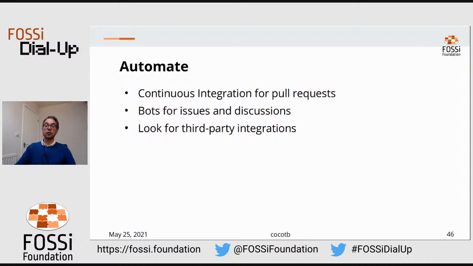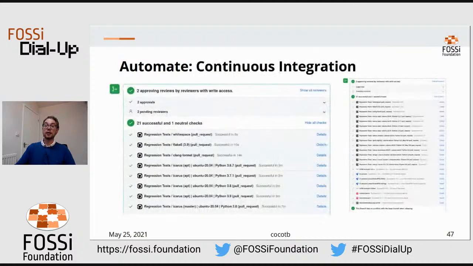We also did invest a lot in automation, and that's something that every project should and has to do if they want to be successful and stay relevant. Continuous integration is something I mentioned already. It takes away a lot of work from reviewers. Look into bots for issues and discussions, and look into third-party integrations. Let's have a look at a couple examples.